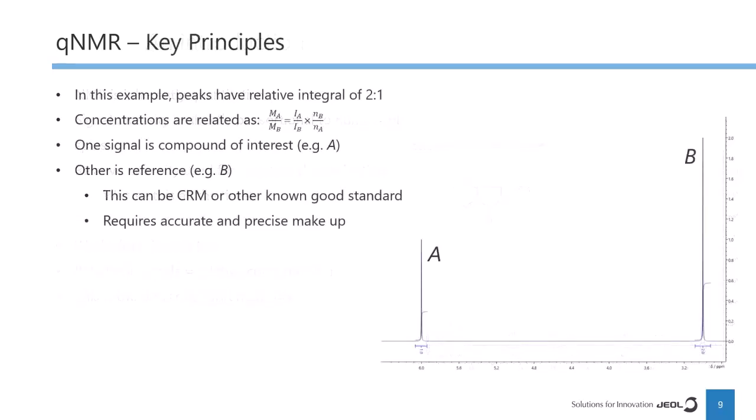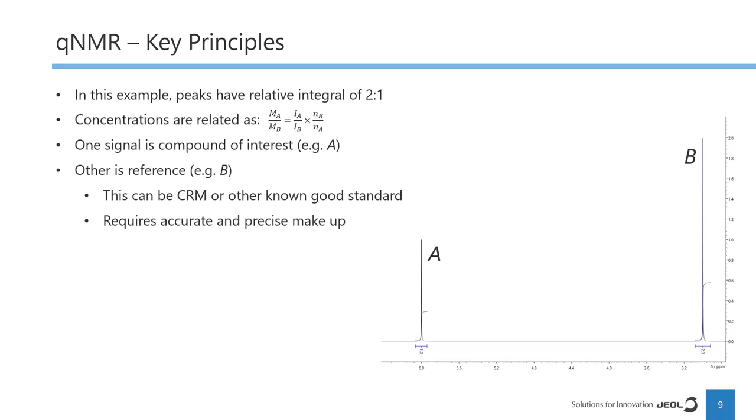So again, here's an example. This is a synthetic spectrum just showing you two signals. Here we have two signals A and B, and they have relative integrals of 2 to 1. So we can relate the concentrations of the two signals to each other based on the ratio of their intensities and the number of nuclei that are involved in each signal.